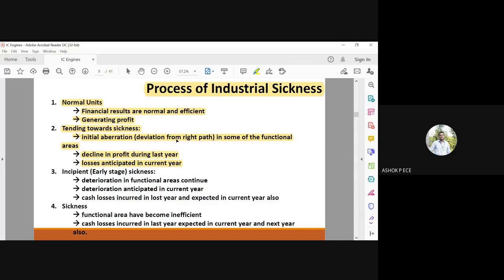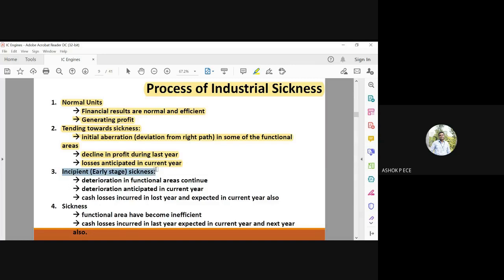The last year compared to 3 years, I told you, right? Previous, last, and current year. In the previous year there was not a loss but a decline in profit, and before that the profit was very good. So slowly you can anticipate that the unit is going towards sickness.